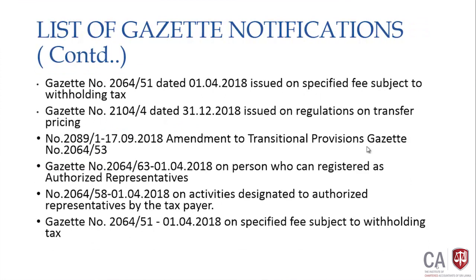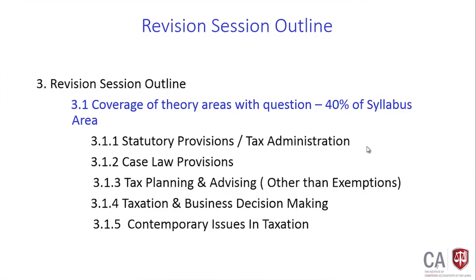And in withholding tax, the specified fees, the regulations on transfer pricing, and the registration of authorized representatives, that is, who as a taxpayer you are going to appoint as authorized representatives, and the specified fees subject to withholding tax, all these are included as the main gazette notifications. Now this is the open book reference material permitted for your corporate taxation paper. I think now you have a brief understanding of that.